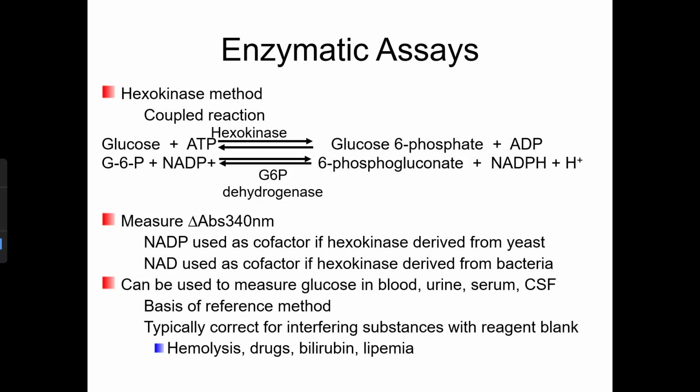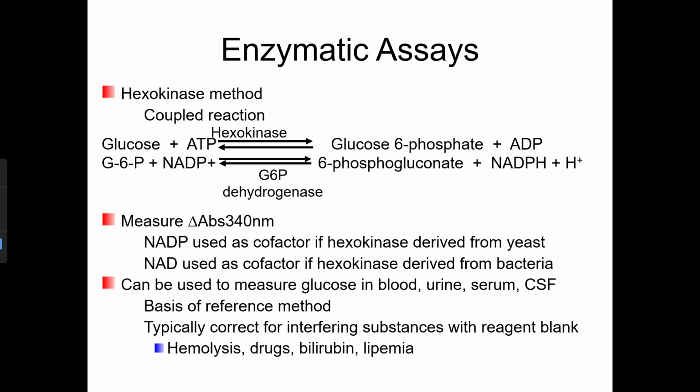Enzymatic assays, hexokinase method. So glucose plus ATP, with hexokinase, yields glucose 6-phosphate plus ADP. Glucose 6-phosphate plus NADP, with glucose 6-phosphate dehydrogenase, produces 6-phosphogluconate plus NADPH plus hydrogen. Measure at 340 nanometer absorption. So again, this is another spectrophotometer reading.